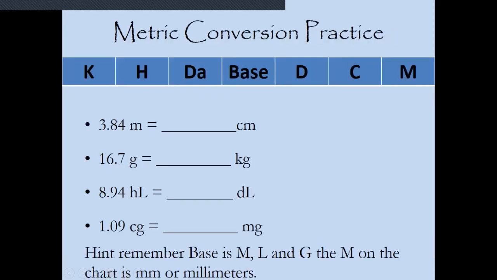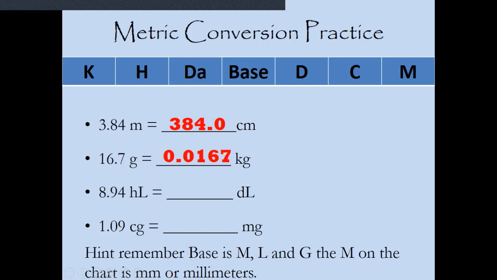Now, let's go through and do all of these together. Remember, M, base units. We're going to C, or centimeters. 1, 2 to the right. So my 3.8 becomes 380.0. Next one down, 16.7. We're going from grams to kilograms. 1, 2, 3 to the left. So 1, 2, add your 0, 3 to the left.